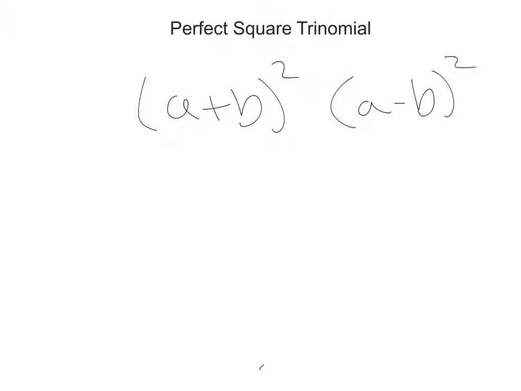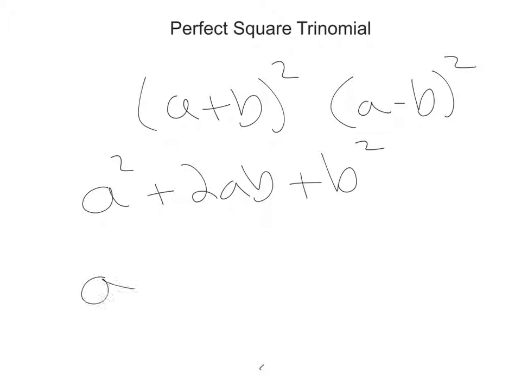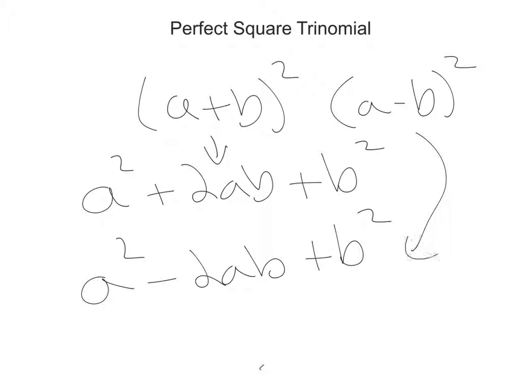For instance, we might square a plus b or a minus b. And the results would be similar in both cases. In the a plus b squared case, we'd have a squared plus 2ab plus b squared. In the second case, we'd have a squared minus 2ab plus b squared, with the only difference between the two cases being the sign on b, on this middle coefficient here. So we want to look for things in that form because we know that they're a perfect square trinomial and we can factor them quickly.